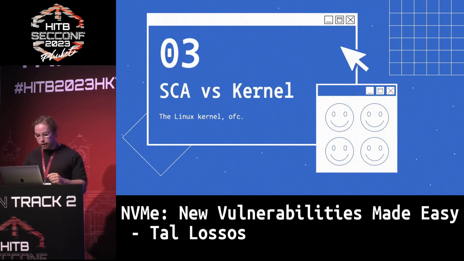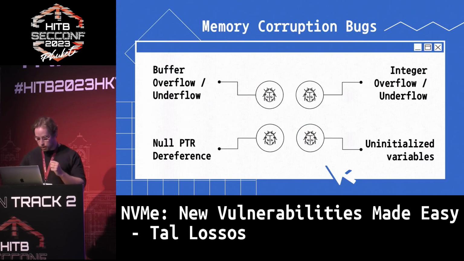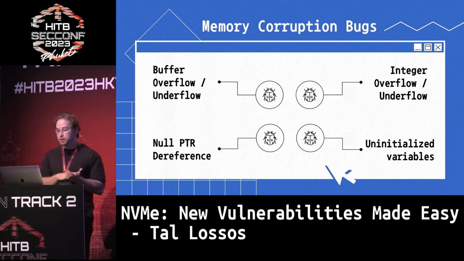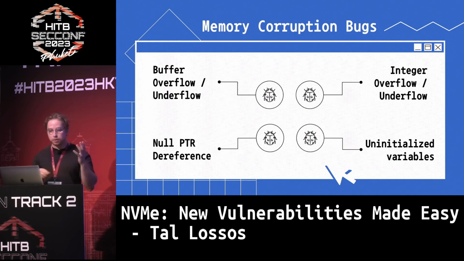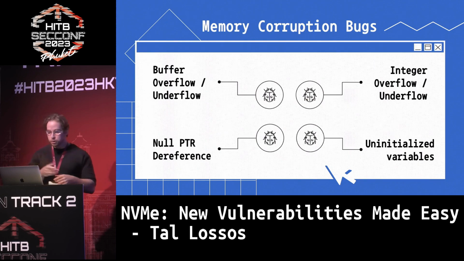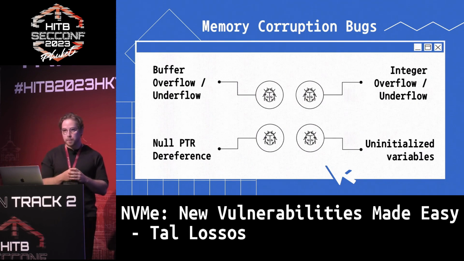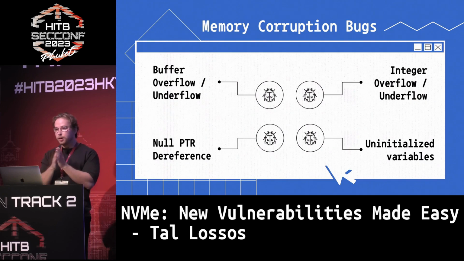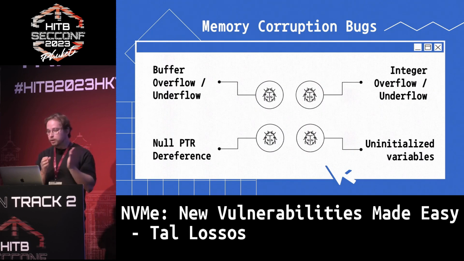Okay, how can we use it against the Linux kernel? Because that's my target now. First of all, which type of bugs am I looking for if I'm using static code analysis on it? I'm looking mainly at these four types of bugs: general buffer overflows and underflows, integer overflows and underflows, null pointer references, and uninitialized variables. And for the static code analysis tool that I chose for this project, I had one request: I wanted it to be as simple as possible.